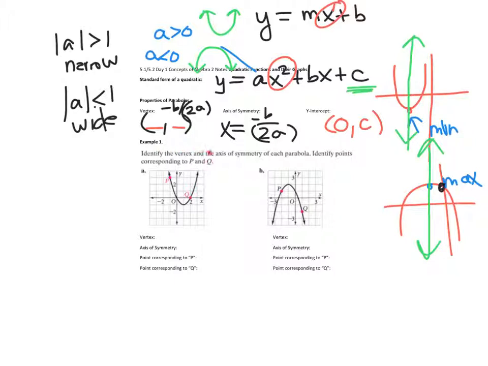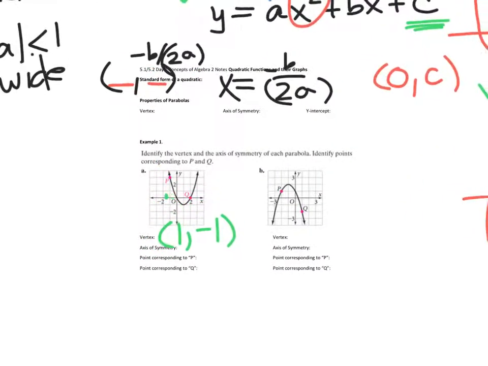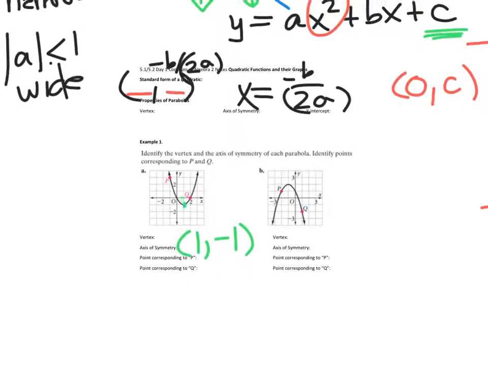Example 1: identify the vertex and the axis of symmetry of each parabola. Identify points corresponding to P and Q. The vertex is this point right here. The vertex is going to be (1, -1). The axis of symmetry is going to be the same x value as the vertex. So if the vertex is at (1, -1), the axis of symmetry is going to be x equals 1.